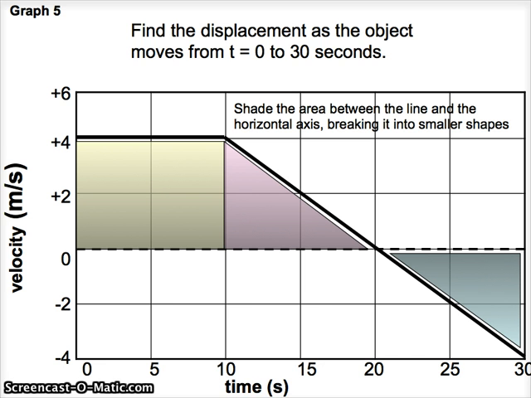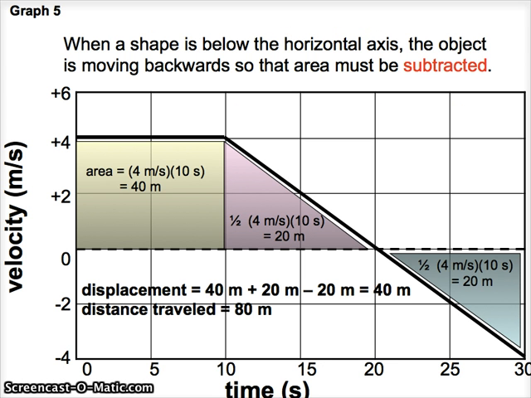And so when we find the displacement, those 2 areas, those 2 20-meter distances, can just be canceled out because you add one and then subtract one. Displacement is only 40 meters. But the distance traveled would have to take into account all of these distances as the absolute value, as the positive value. And so the total distance traveled would be 80 meters.